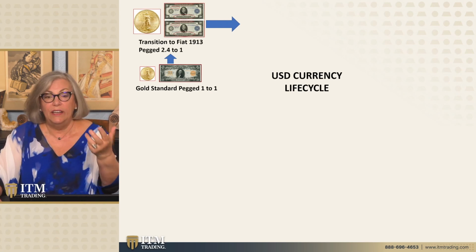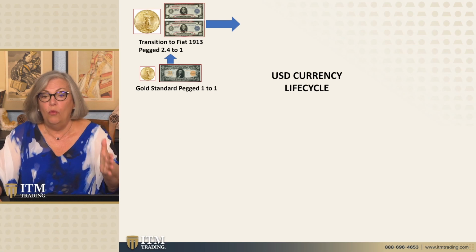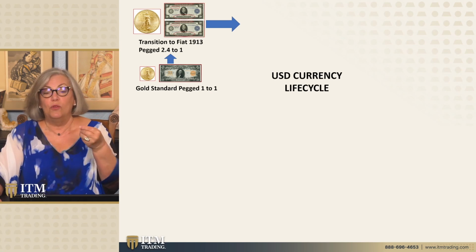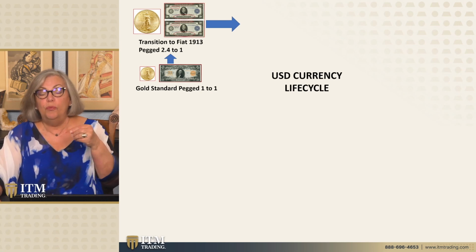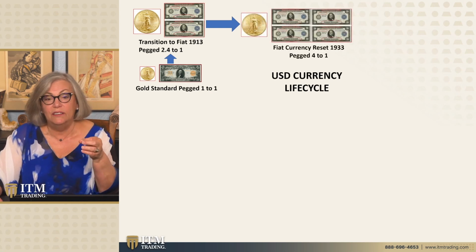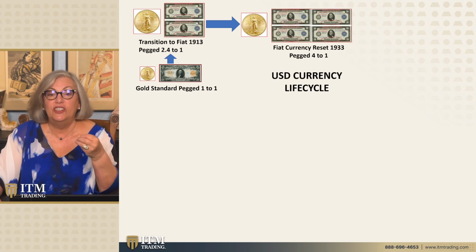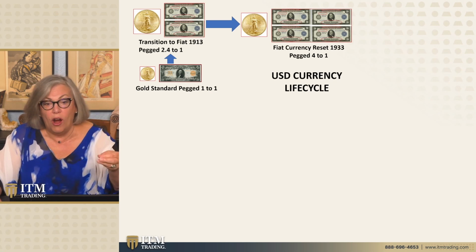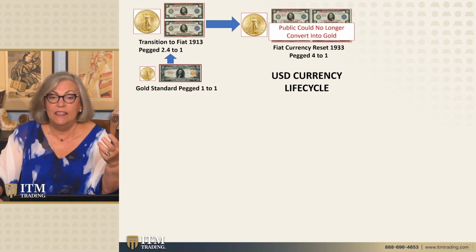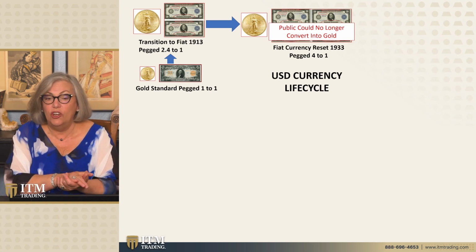Then, when they brought in and legalized the Federal Reserve, that shifted from a 1-to-1 to a 2.4-to-1, which means that the Federal Reserve could now print $2.4 for every 20th of an ounce of gold held in deep storage. In 1933, that peg shifted again to a 4-to-1. And of course, they took away a citizen's ability to convert dollars back into gold.